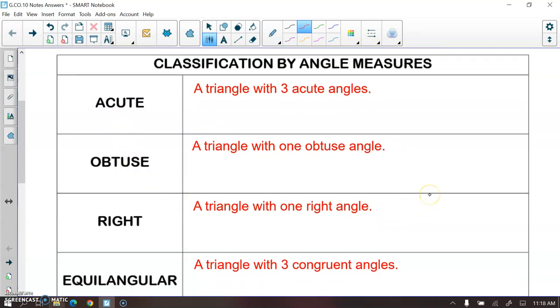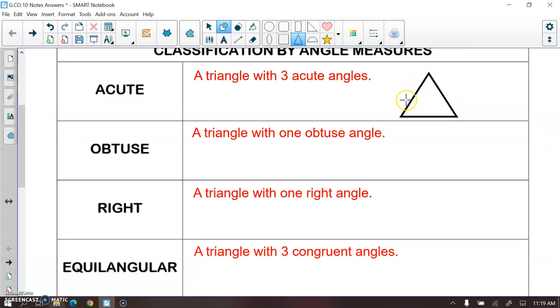An acute triangle is a triangle with three acute angles. Acute angles mean that the angle is in between 0 and 90 degrees, not including 0 and 90 degrees, because an angle of 0 would be nothing, and an angle of 90 degrees is actually a right angle. So an acute triangle would look something like this. All these angles here are in between 0 and 90 degrees.